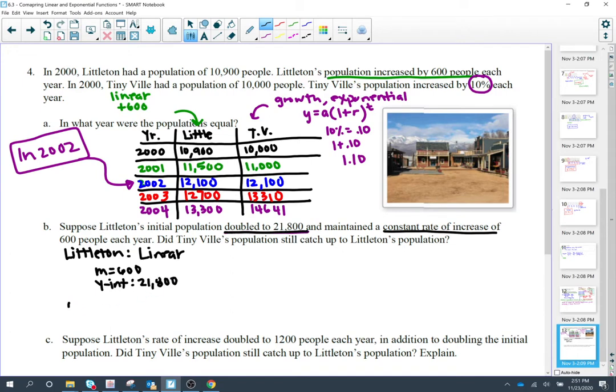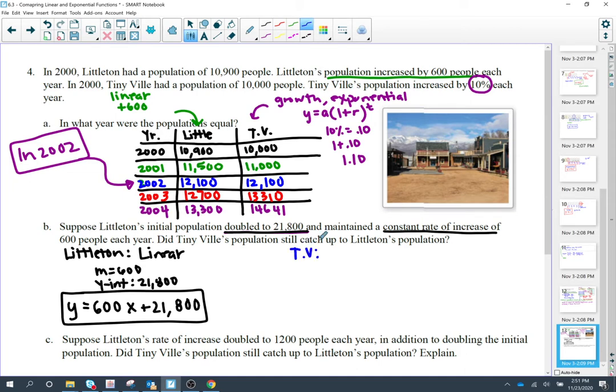So linear growth, we have y equals mx plus b. So 600x plus 21,800. Okay, keep that in mind. Now, our other one we're doing is we're going to do Tinyville, TV.